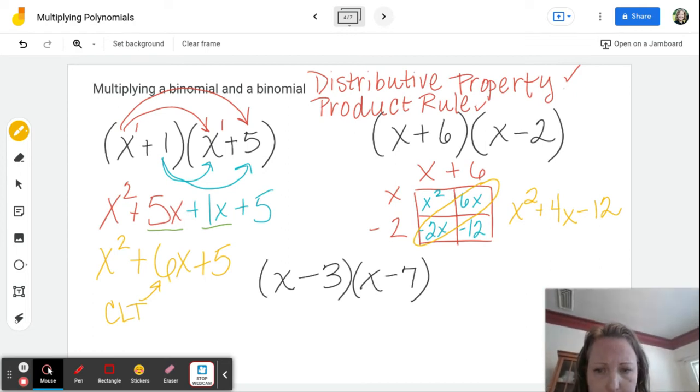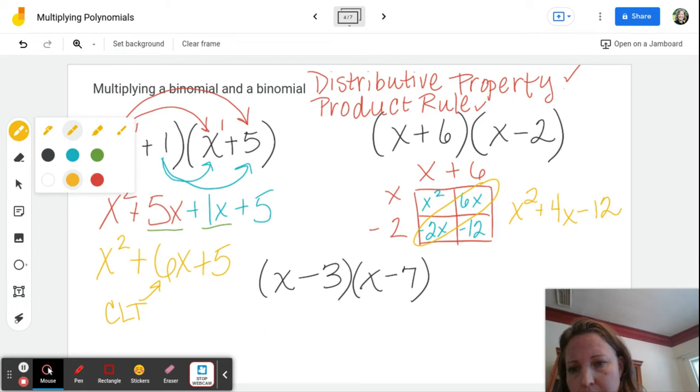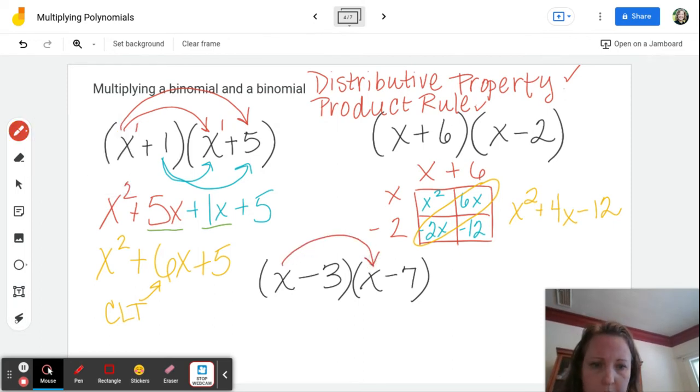Okay. I'm going to go ahead and do this one using that distributive property. And so let's try the red again. Okay. Again, I'm going to show these in different ways. You'll probably latch on to one of them more so than another. So x to the first times x to the first is x to the second. We're going to take that x term times the negative 7 now. So x times negative 7 is negative 7x.